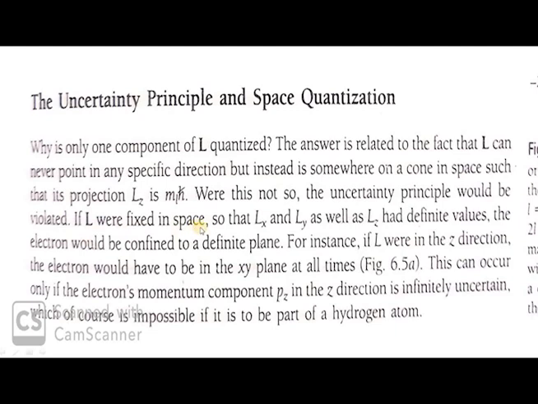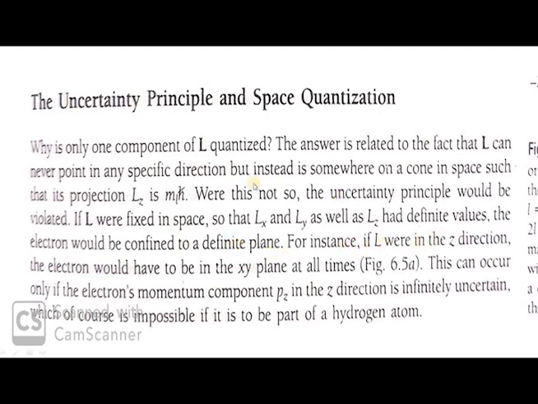If L is fixed in space, what does it mean? Lx, Ly and Lz can have definite values. If all this angular momentum can have definite values, it means the electron would be confined in a definite plane, and the electron's position could be easily identified.